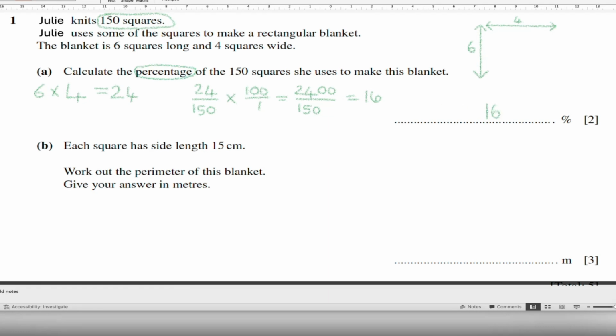Moving on to part B. Each square has a side length of 15 centimeters. Work out the perimeter of the blanket in meters. So the blanket is 6 squares long, so that means the length will be 15 centimeters multiplied by 6. So the length will be 90 centimeters. And what about the width? It's 15 centimeters multiplied by 4 because we know that the blanket is 4 squares wide. That gives me 60 centimeters.